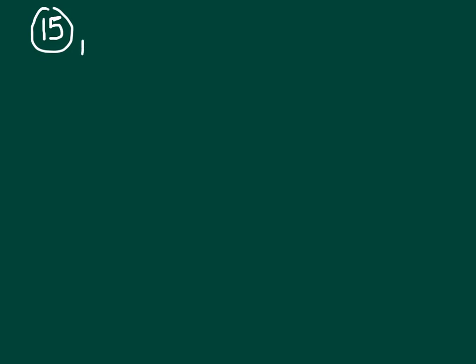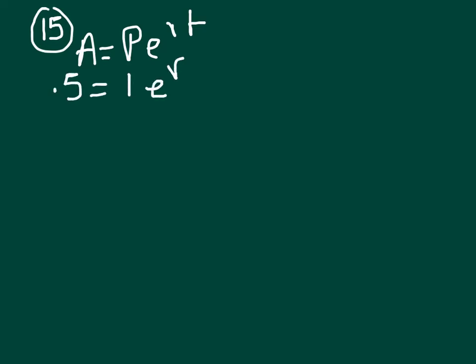Number 15, I'm going to start with A = Pe^(rt). I need you to know it's a half-life, so if you started out with 1, we're going to go to half of that. We need to figure out the rate of decay, and it takes us 0.75. 0.75 is 3/4 of an hour, which is 45 minutes. And so if you ln both sides, it gives you 0.75r.